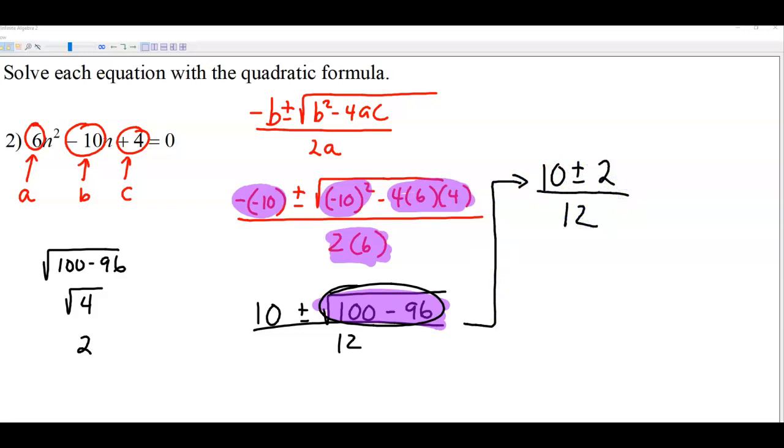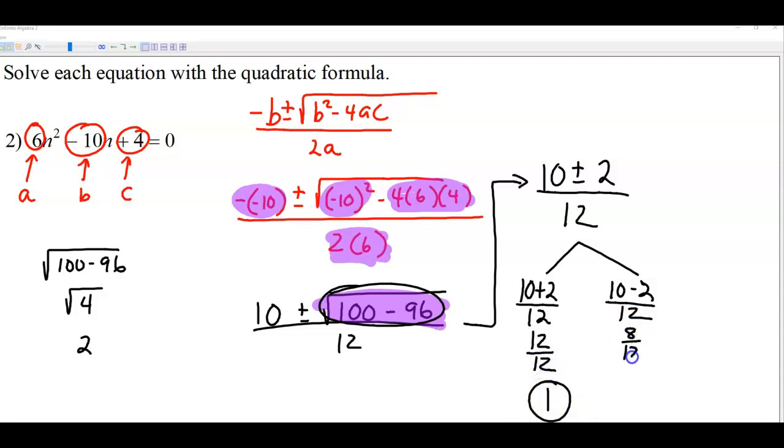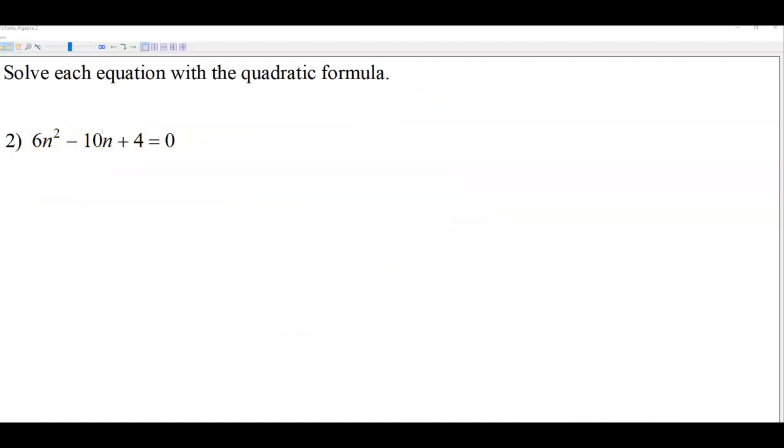Whenever we have no more square roots, I like to split it up into 2 separate equations. This one gives me 12 over 12, which is 1. And the next one gives me 8 over 12, which is 2/3. And there's our 2 answers, 1 and 2/3. So that would be the value of n that would make this equation equal 0, if n is equal to 1 or 2/3, and we got that by doing the quadratic formula.